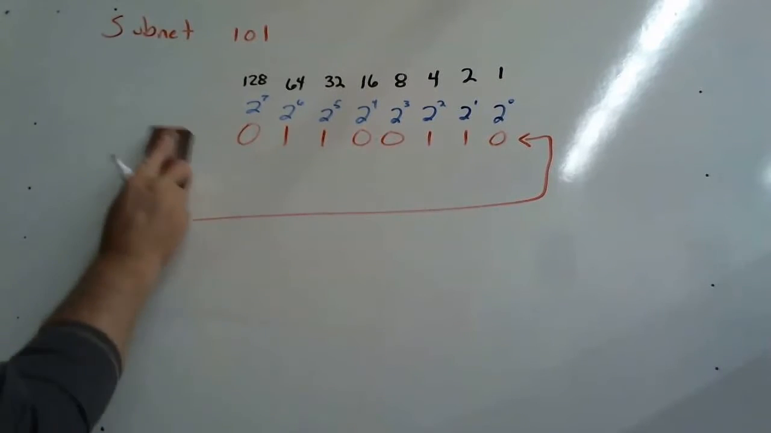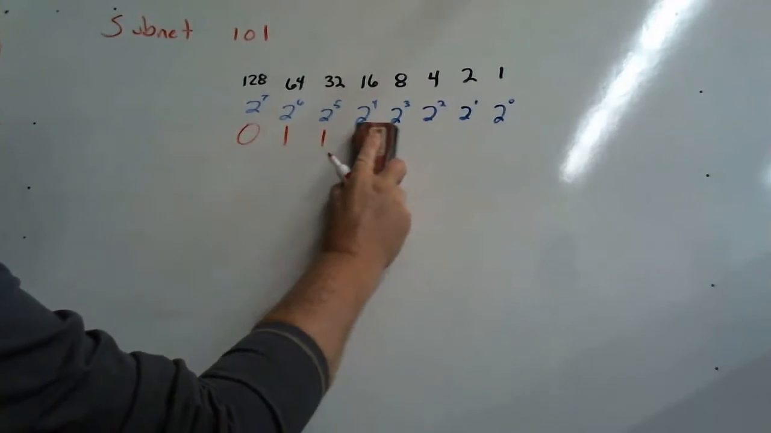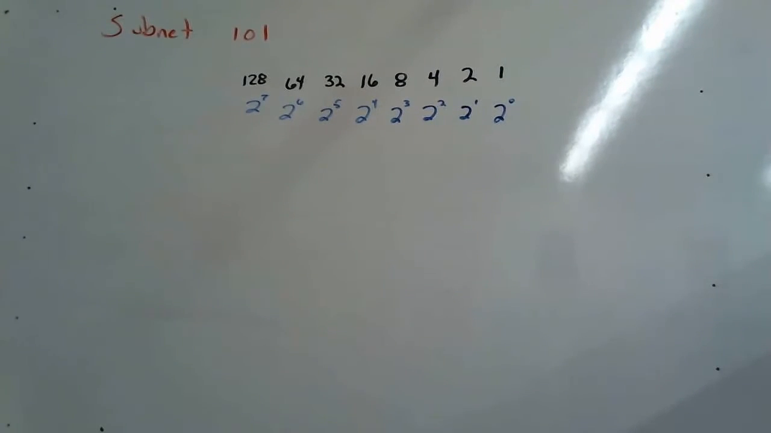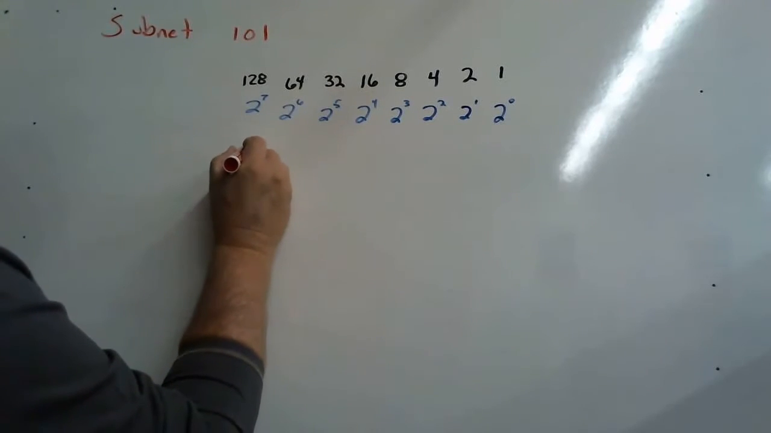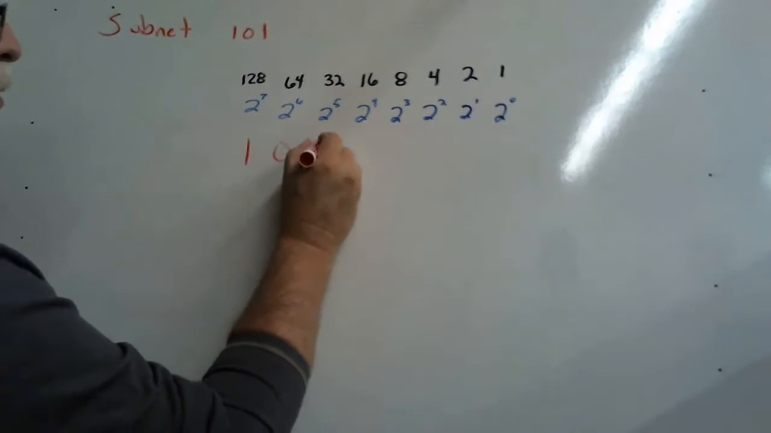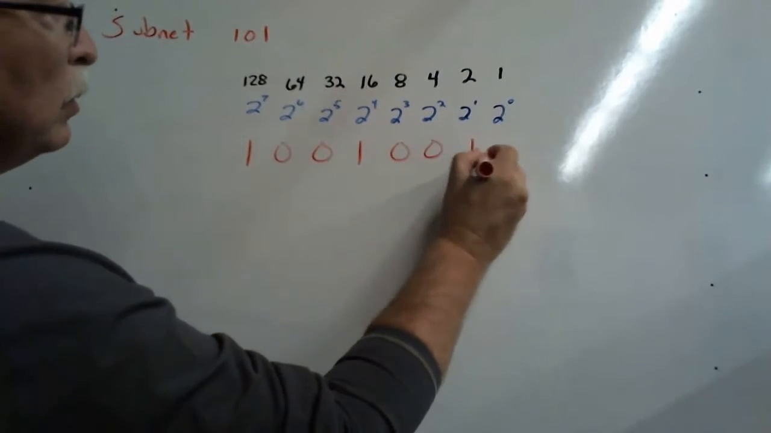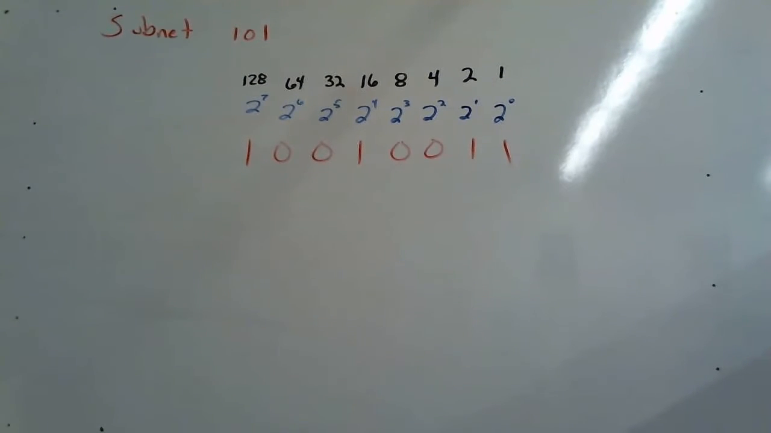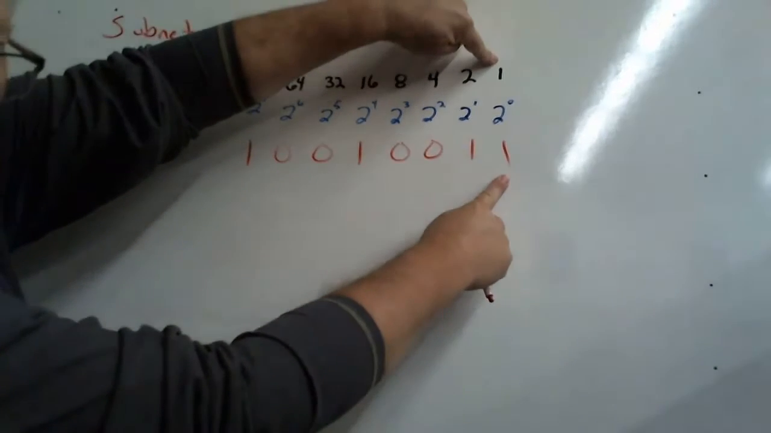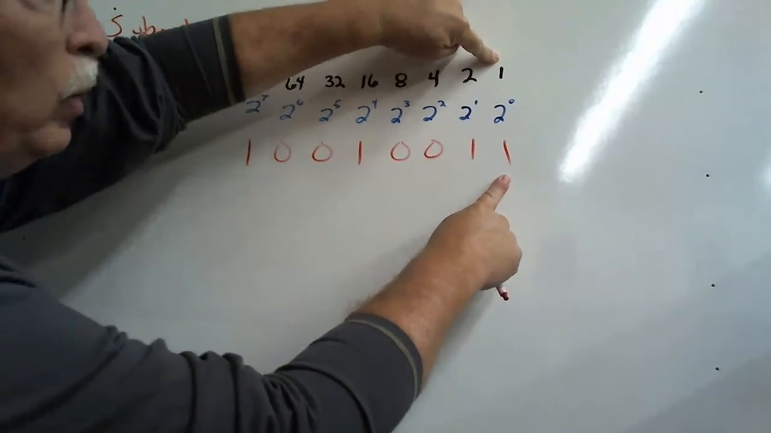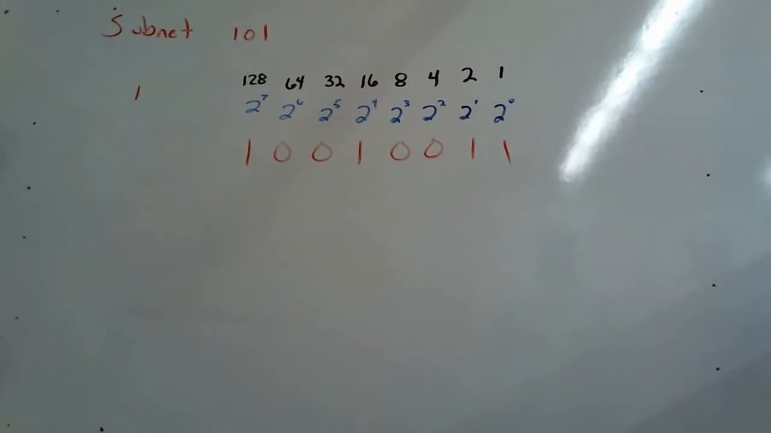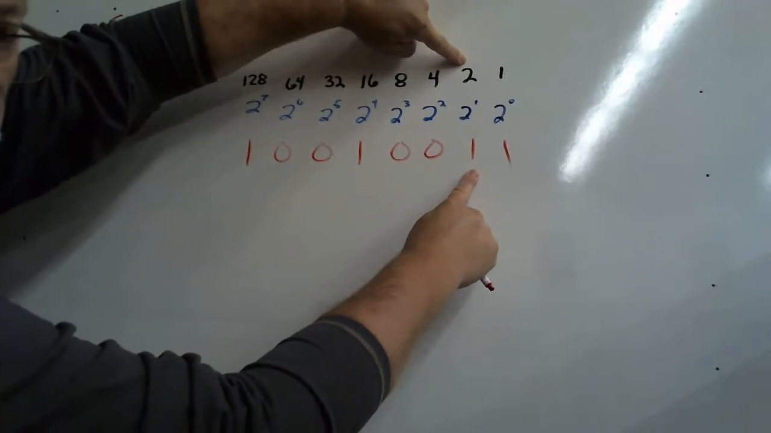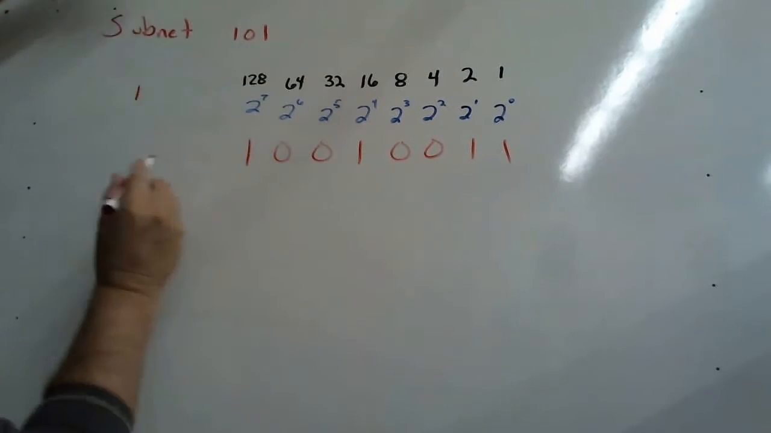We're going to leave all of our powers up, because the only thing that's going to change is our binary number. So let's do 1001011. How about that? We're going to do all the same steps, starting all the way to the right. Do we have any ones? We sure do, so we're going to add a one. Do we have any twos? Yes, so we're going to add a two.